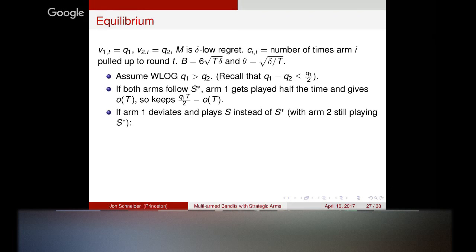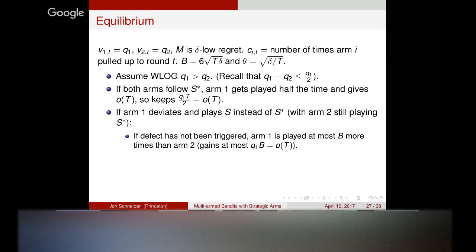But if arm 1 deviates and plays some other strategy instead of S star, with arm 2 still playing S star, there are sort of two conditions. This should be way more formal, but the actual math isn't that interesting, so I'll hand wave it a bit. If the defect hasn't been triggered, arm 1 is played at most b more times than arm 2. So it gains at most q1 times b, where b was about root T delta. Delta is like T, so this is little o of T.